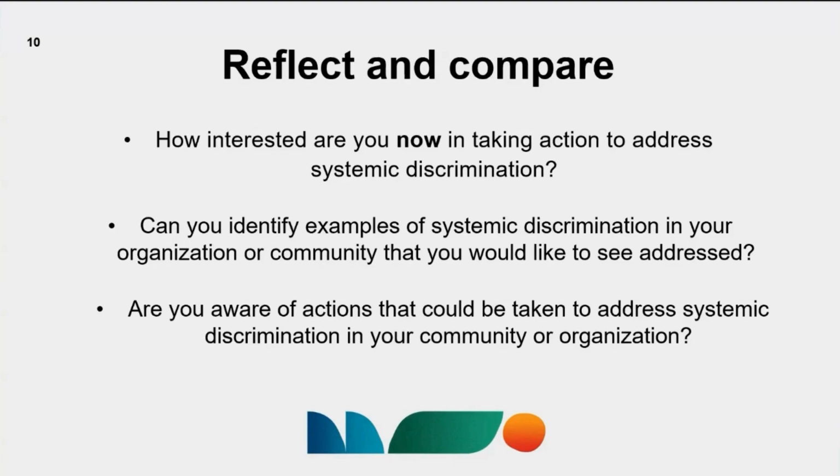Our second question is, can you identify examples of systemic discrimination in your community or organization that you would like to see addressed? Yes, no, or are you not sure? And finally, are you aware of actions that could be taken to address systemic discrimination in your community or organization? You can answer yes, no, or not sure. Or you can jot down some of the actions that you're aware of. We hope that we have been successful in increasing your interest in taking action and identifying strategies to address specific examples of systemic discrimination that are important to you.